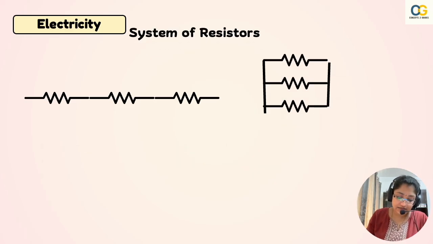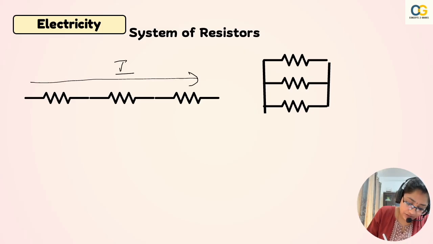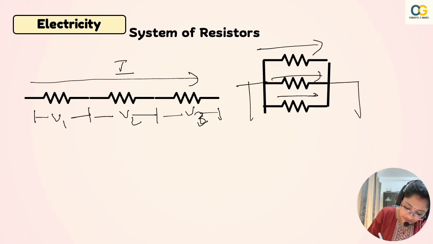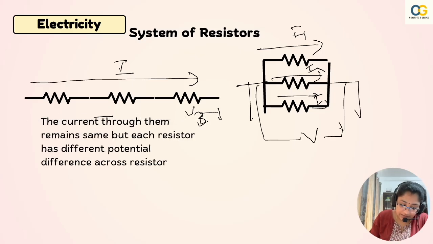In the case of series connection, as you see, the current will flow in this direction. So the same current will flow in all the resistors, but there is a different potential difference across each resistor. But in the case of parallel, different current will flow, because when I connect it like this to a circuit, the current will split at this junction. I will have different currents flowing through, but the potential difference across these ends will always be V.